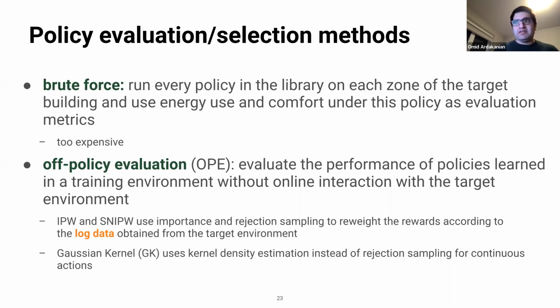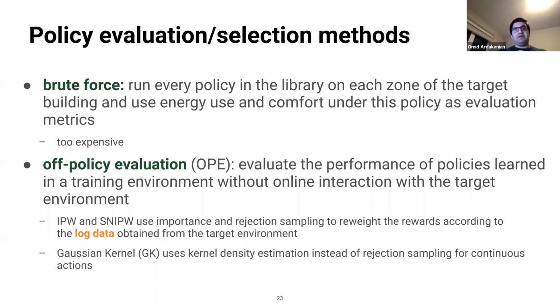There are several different techniques for offline policy evaluation or off-policy policy evaluation. Inverse probability weighting and variants of inverse probability weighting are some of the most popular techniques, and they use importance and rejection sampling to reweight the rewards obtained in the source environment according to the trajectories seen in the target environment. Since we are using rejection sampling, this is limited to the discrete action space. For continuous action space, the probability of taking an action is always 0, so rejection sampling doesn't really work in the continuous space.